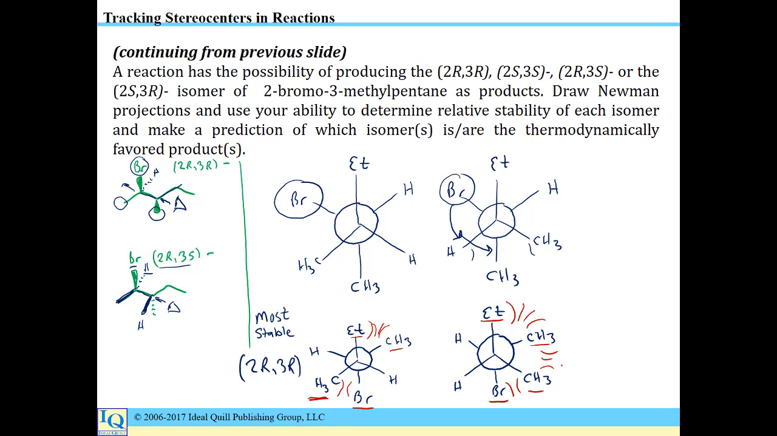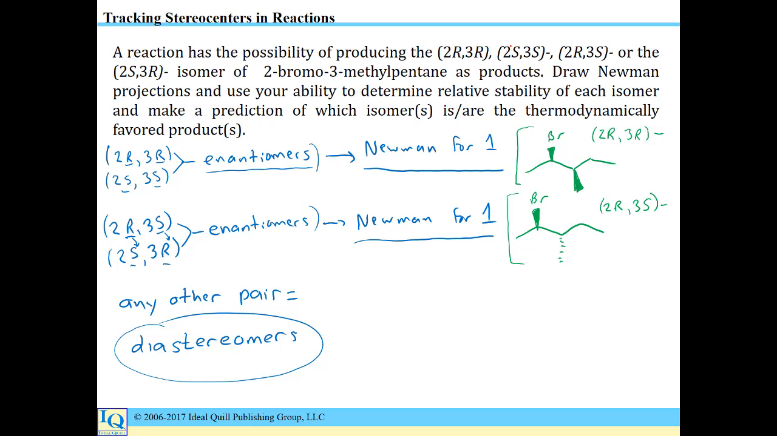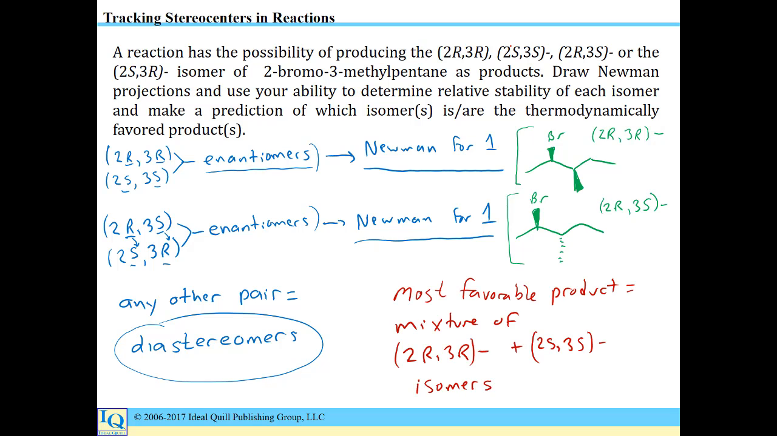This tells us that the RR isomer is more stable than the 2R, 3S isomer. So to answer our original question, the most favorable products will be a mixture of the 2R, 3R, and the 2S, 3S isomers, and these two isomers will be produced in equal percentages.